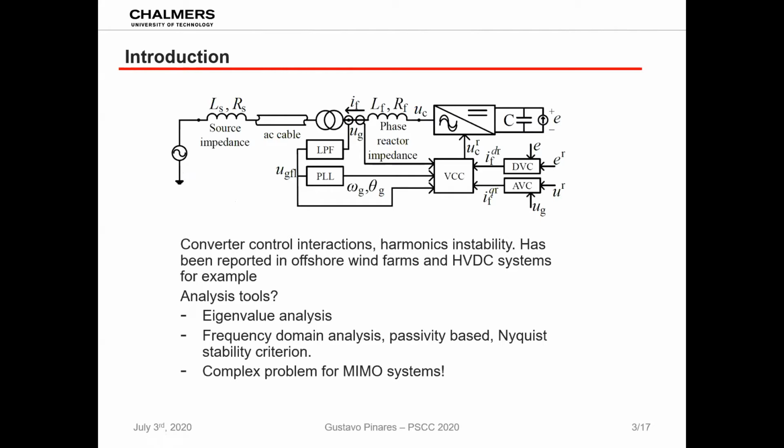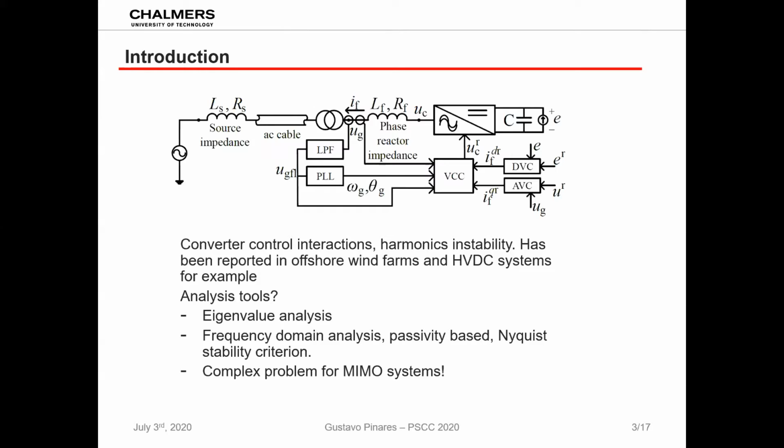We've had control interactions reported in the literature. They are usually called harmonic instability, and these issues have been reported in offshore wind farms and HVDC systems as well. You can also find material for solar PV plants in some cases. And the question is, what tools do we have to study this phenomenon?